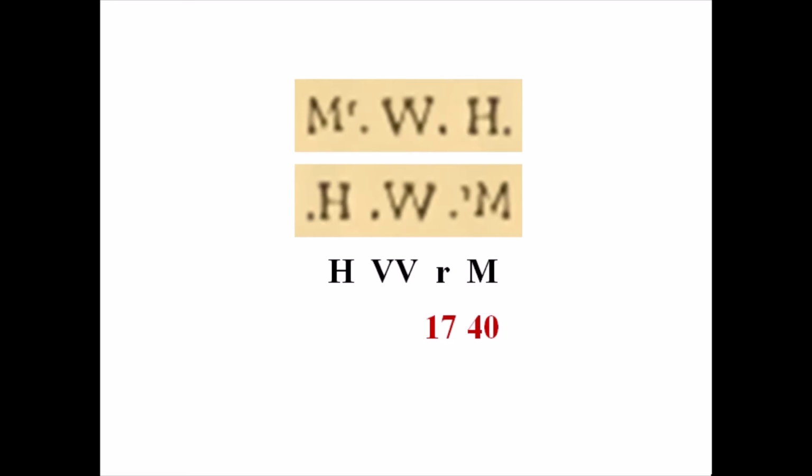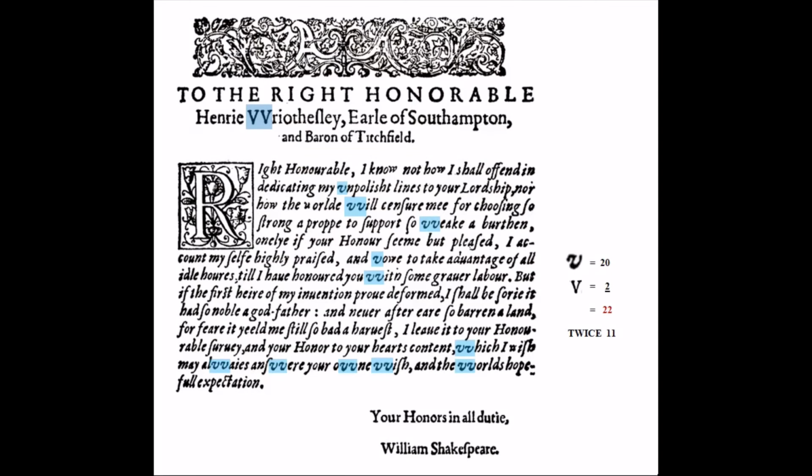Notice the offset R in Mr. It's a clue. With Gematria, R is equal to 17. In Hebrew, M is mem, equivalent to 40. I think this is more proof we're supposed to read this right to left. When we do, we get the initials HW for Henry Wriothesley and RM, which equals 1740. Also, HW can be read as HVV, which reminds me of the Venus and Adonis dedication.